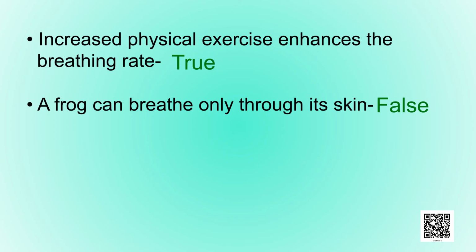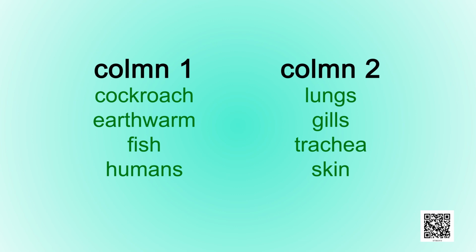In the next question, you have to match the items given in column 1 with those in column 2. In column 1, some organisms are listed, and in column 2, their respiratory organs are mentioned, and you have to match them correctly. In column 1 are cockroach, earthworm, fish, humans. And in column 2, we have lungs, gills, trachea, and skin.